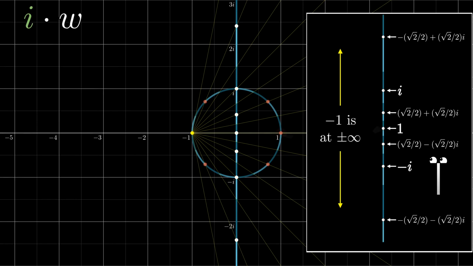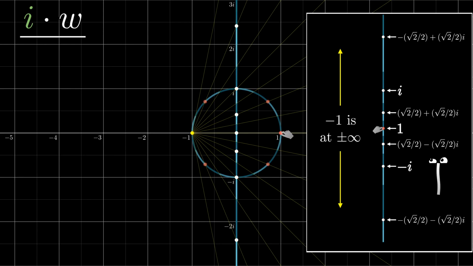For example, when we take the number i and multiply it by any other complex number w, the effect is to rotate by 90 degrees counterclockwise. And when we apply this action to the circle being projected down to the line for Linus, what does he see? Well, it's a bit of a strange morphing action on the line, one which I want you to become familiar with for something we'll see later on.